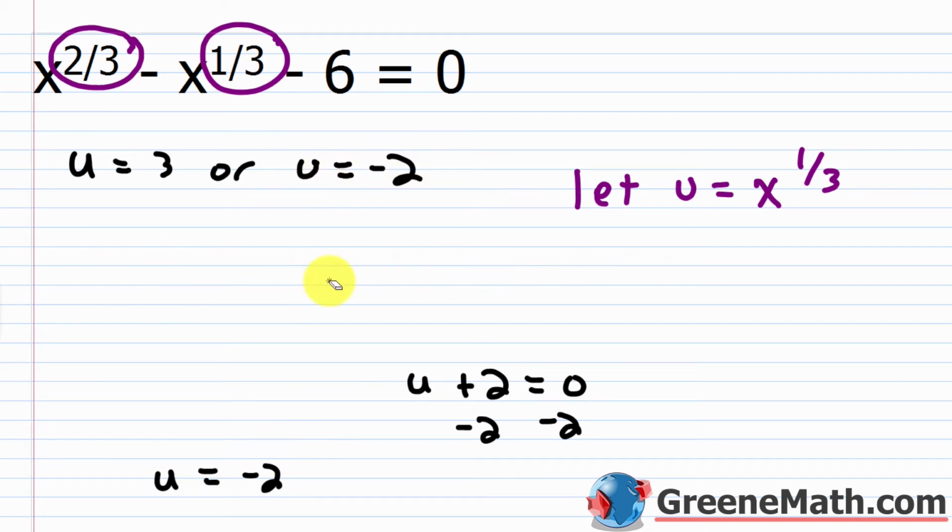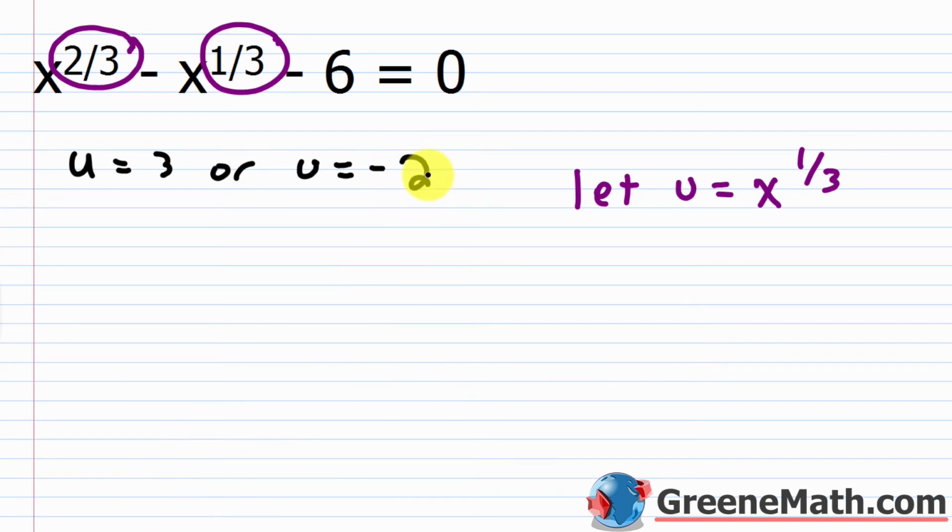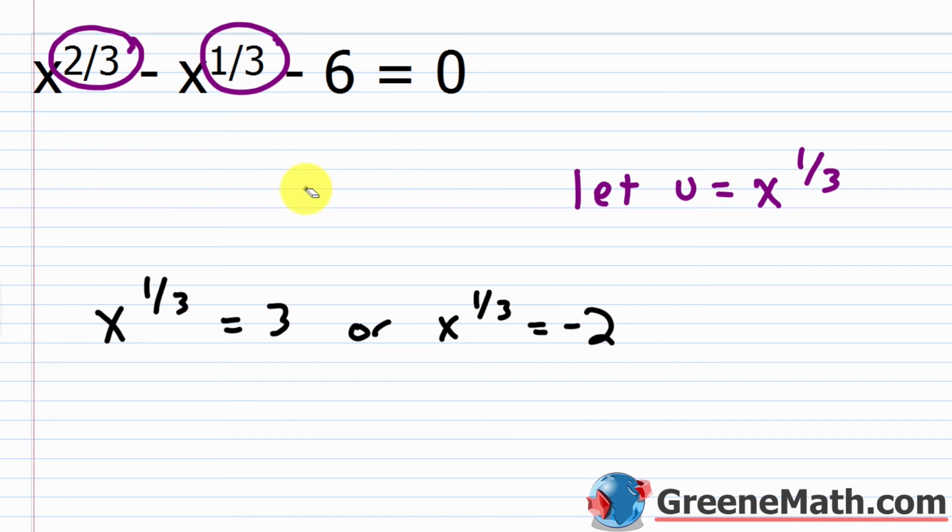All right, so let's get rid of all this. We don't need it anymore. Again, since u is equal to x to the power of 1/3, I can basically say that x to the power of 1/3 is equal to 3, or x to the power of 1/3 is equal to negative 2. Let's erase all this.